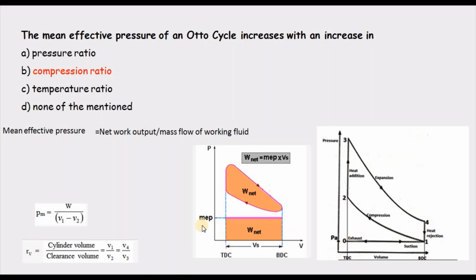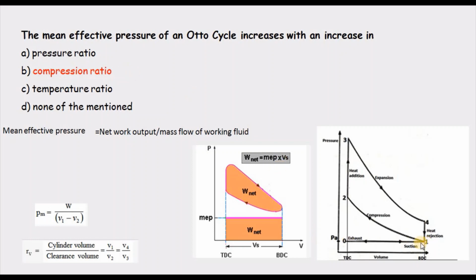So in this case, we say the compression ratio is going to increase, and when this increases, what happens? The area inside the loop is going to increase. That means net work is going to increase. In other words, the mean effective pressure is going to increase. So the mean effective pressure of a cycle increases with increase in the compression ratio.